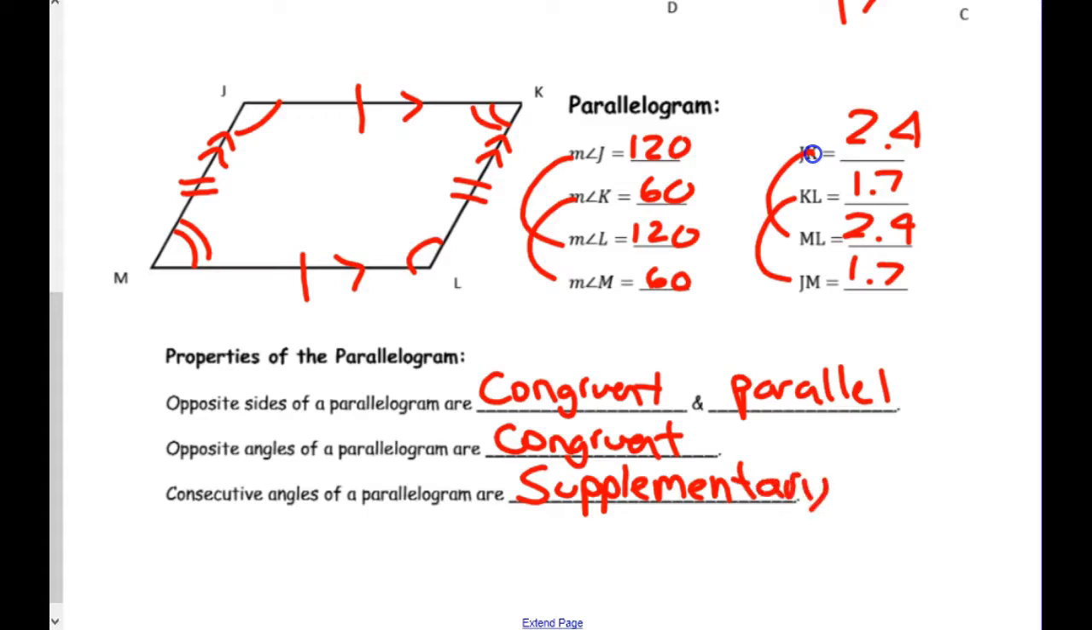Supplementary. Okay? So that's the first page. If you finish writing that down, you can turn it over to the second page, where we're going to talk about a rectangle.